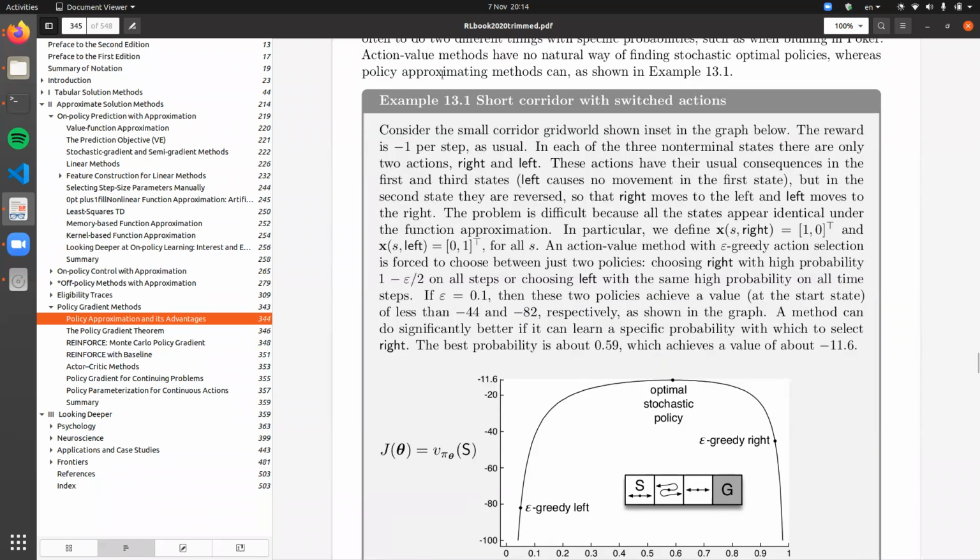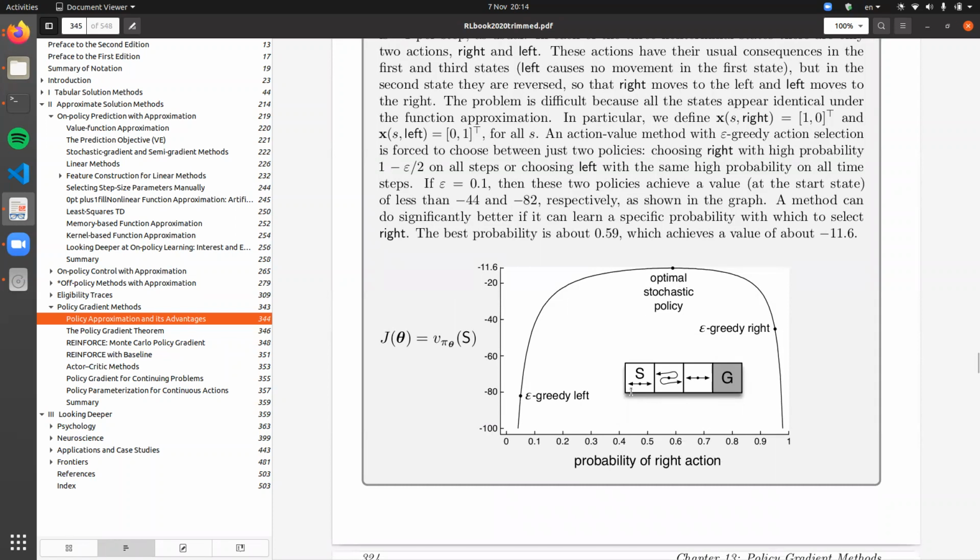Let's consider this example, 13.1, the short corridor with switched action. We have a very simple Markovian process, a grid world, with one simple twist. In states 1 and 3, by moving left, we move left, and by moving right, we move right, as you would expect.